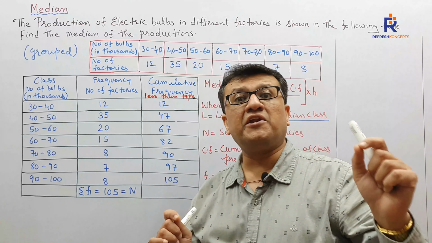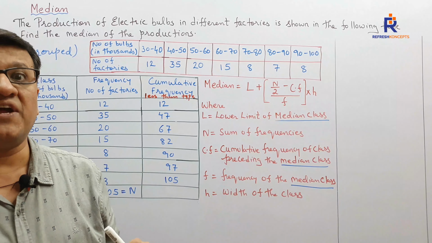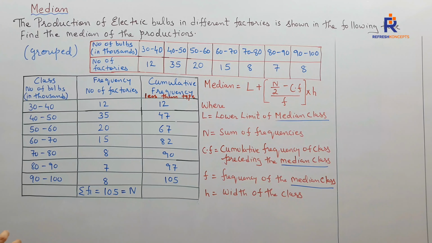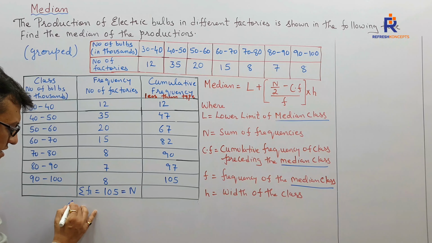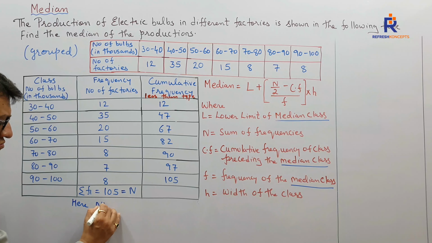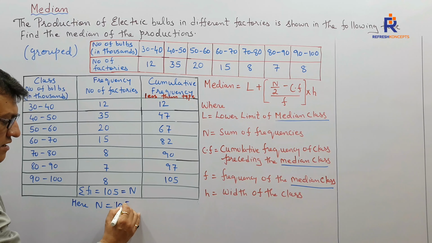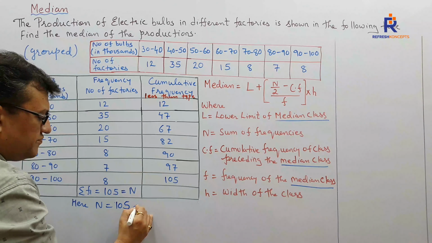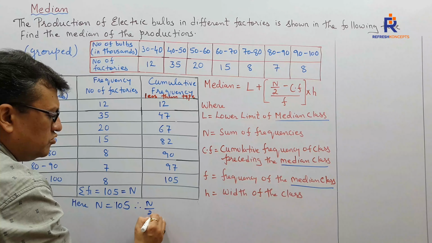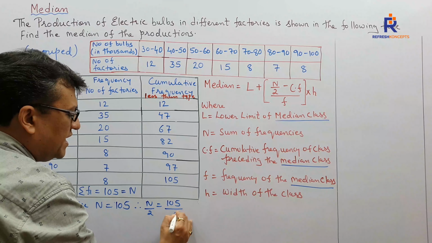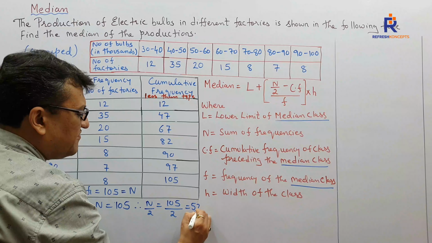Median class, how to find out the median class? So I'm giving you the answer for how to find out the median class. Here is the answer, children. So here n is 105. What is n by 2? N by 2 is 105 by 2, which is 52.5.